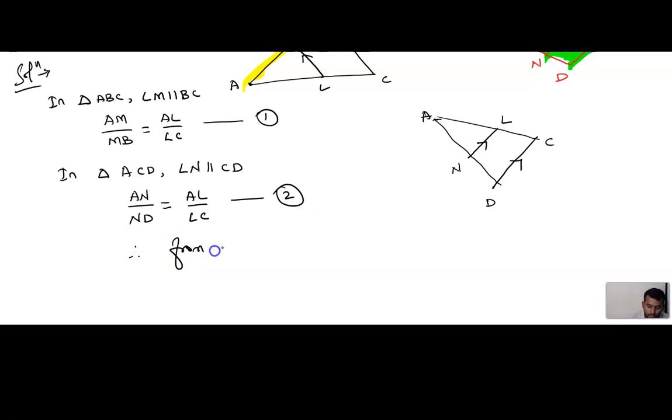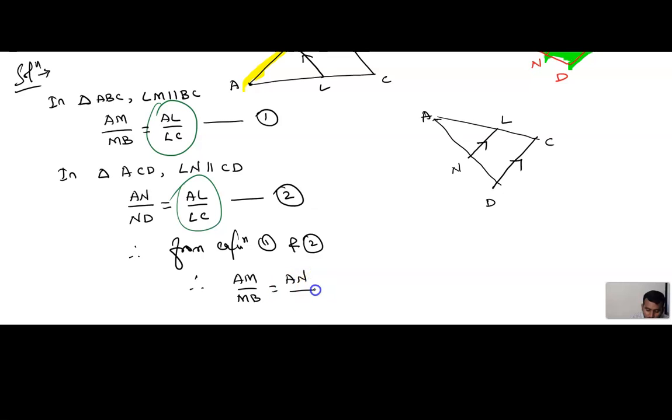Therefore, from equation 1 and 2, what is the RHS? Both are the same, right? If RHS are equal, then LHS are also equal. So we can say that AM by MB is equal to AN by ND. What are we actually supposed to prove here? Can you check? What do we need to prove?